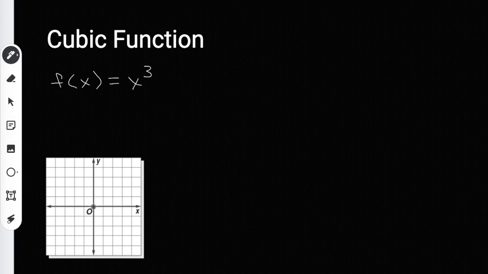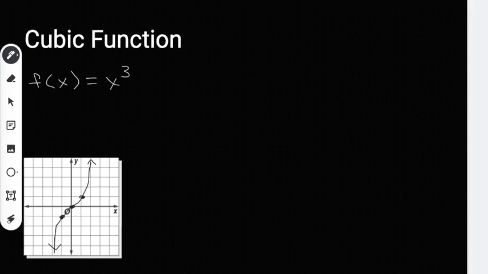You're going to have a point at 0, 0, 1, 1, negative 1, negative 1, and then 2, 8, which would be off this graph up here. And you would have negative 2, negative 8, which would totally be off the graph. But it's going to look like this. That's the cubic function. Okay, so that's f of x equals x cubed. That's called the cubic function.